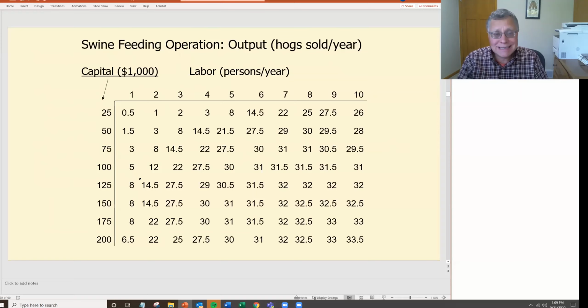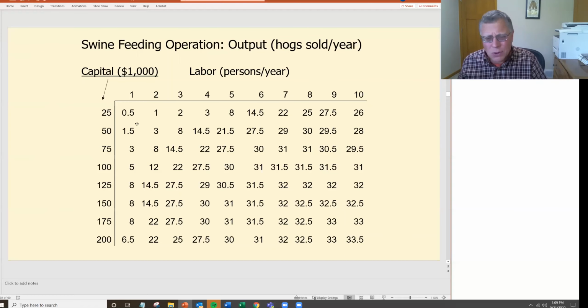If you had two people, you can grow double the number. You can get 1,000 hogs. If you had three people, you can get 2,000 hogs. So there's obviously one person isn't enough. You could do more and get a lot more production out of that building. And then you can keep going here, you just go down the line. You have more capital, the building gets bigger, and you get more and more hogs out of it on a yearly basis.